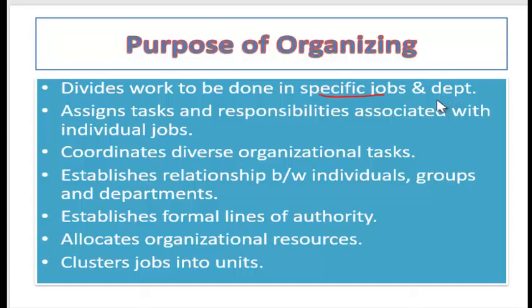If there is no organized structure, it will be all messed up. We don't know where to go. But if it has some kind of organization, we exactly know which department is dealing with what, so that diverse organizational tasks can be coordinated in a much better way. So it can build the relationship between individuals, groups, and departments. There are formal lines of authority: the sales department will not deal with, say, servicing of the car, so he doesn't have the authority. He will tell you to go to that room, or go to that person who will be dealing with these things.